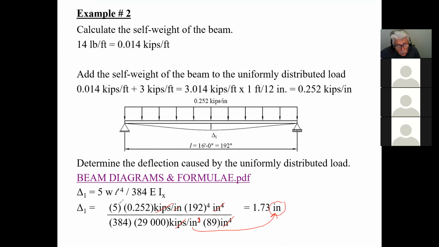If somebody could please double check this calculation to make sure it's correct, I might have made a mistake. So 5 times, and as a matter of fact, you should practice this. Don't forget to bring this to the fourth, and then divide by 29,000 times 89. So this will give me a deflection of 1.73 inches.